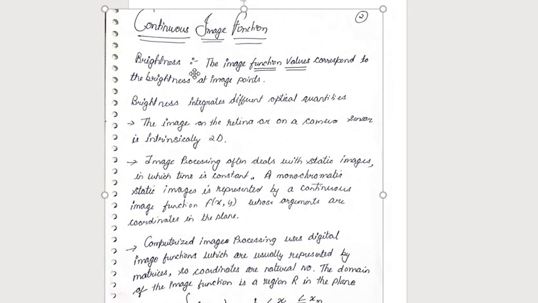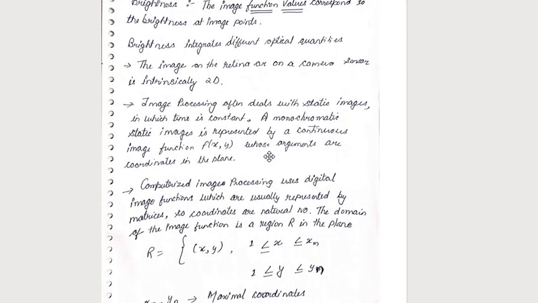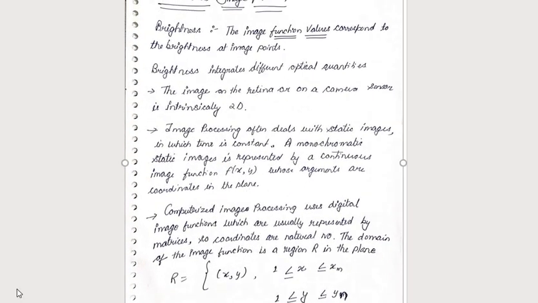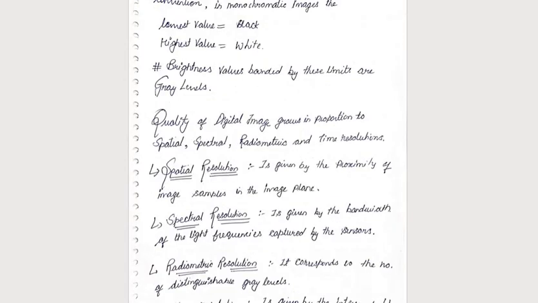For the continuous function, we can say that the image function has certain values that are represented with the help of brightness. Brightness basically represents the image function value corresponding to the brightness at the image point. The brightness integrates different optical quantities. Mathematically, how do we represent it? The lowest value is black, and the highest value is white. The brightness values bounded by these limits are called the gray level.